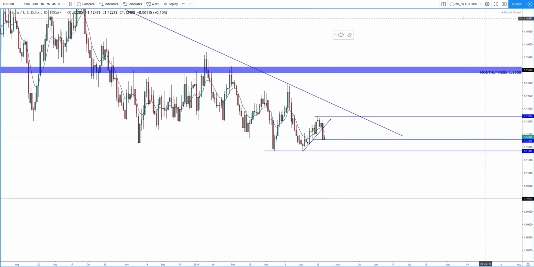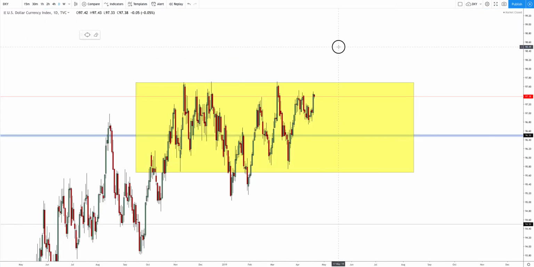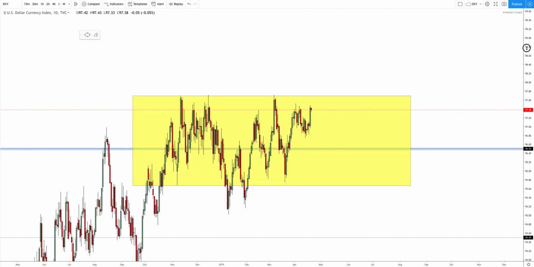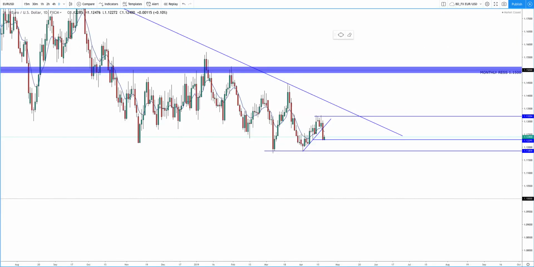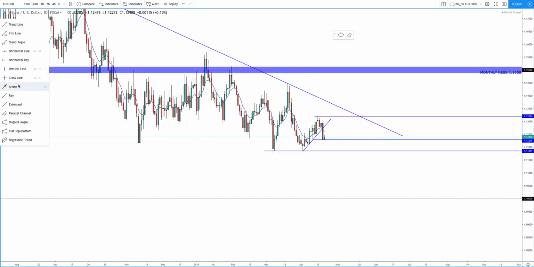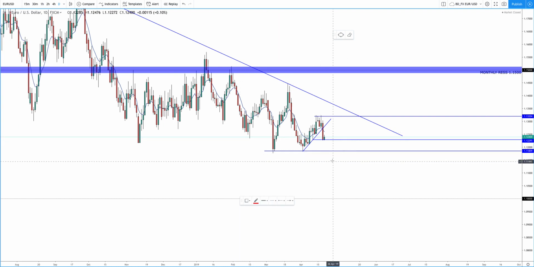lot lower if on the dollar index we can break above this daily range. If we break above this, I think this can move to the upside very fast, which will then mean that if we break below this support here, we could have that fast move down to those Fibonacci levels that I just explained and down to these key support levels.